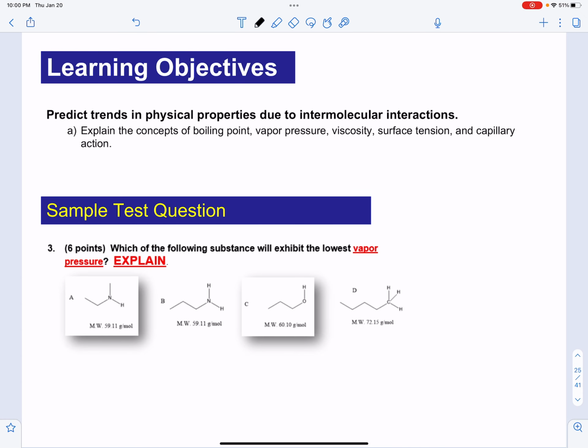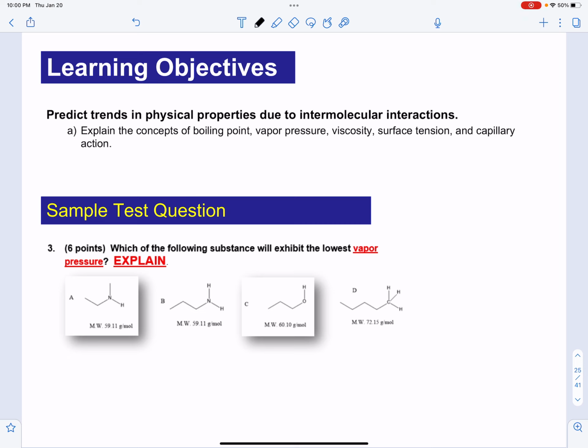And here's another question, and this was on a test a few semesters ago. Which of the following substances will exhibit the lowest vapor pressure? The lowest vapor pressure means that fewer molecules are able to escape the liquid, so you have fewer molecules returning and putting pressure on the surface. So for fewer molecules to be able to escape, that means that there's a stronger force holding them in the liquid.